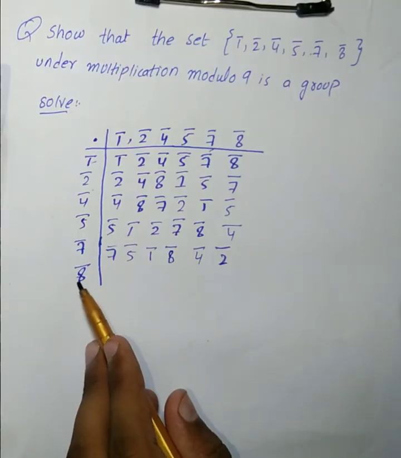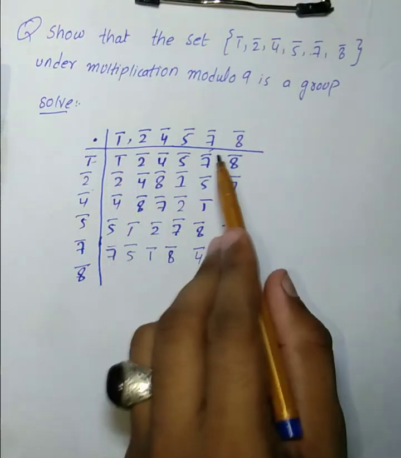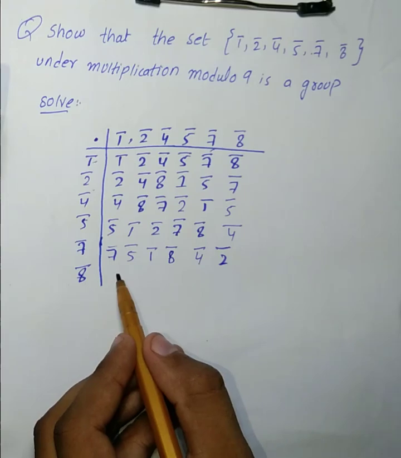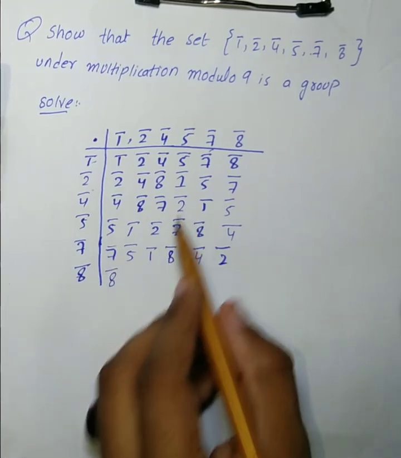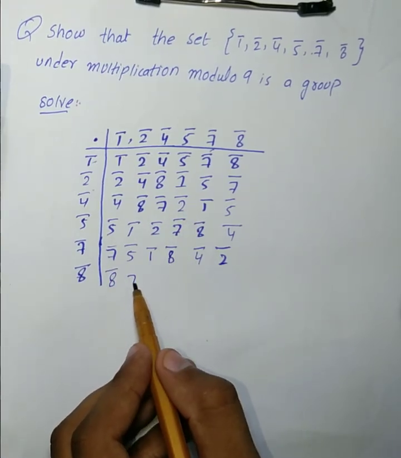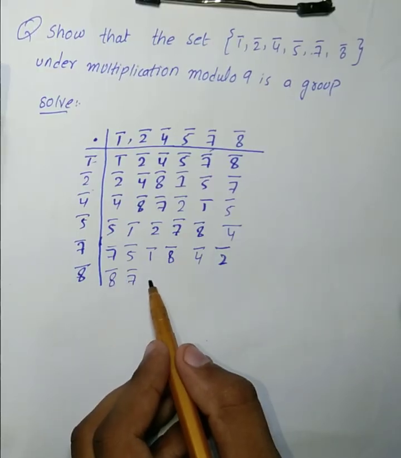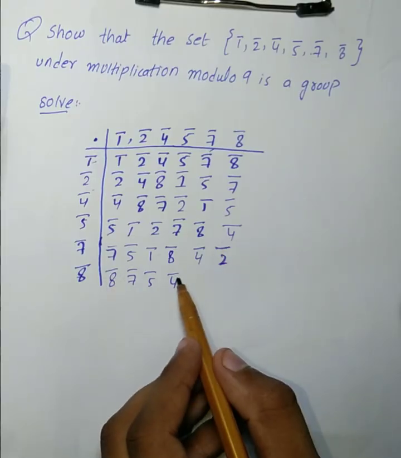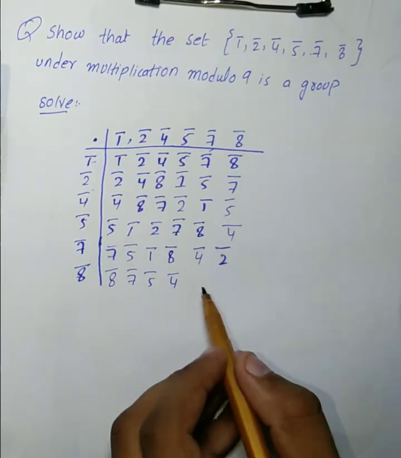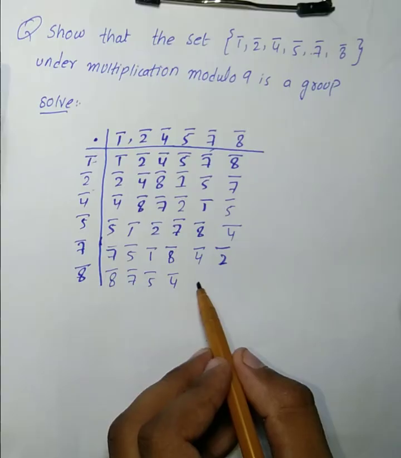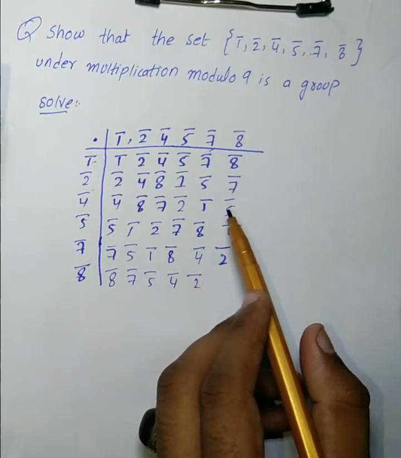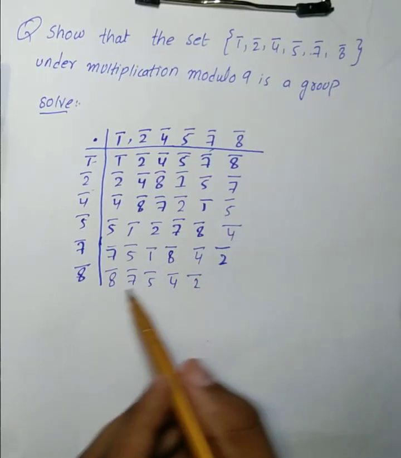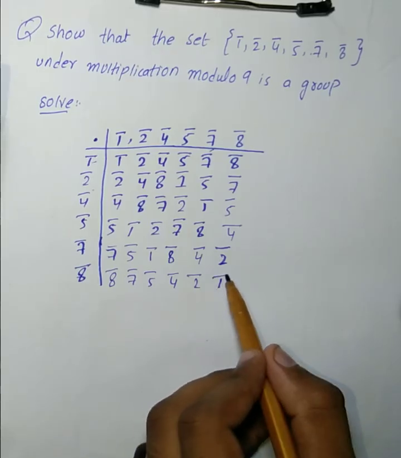So the last number is 8, and we multiply it by all the numbers. 8 ones are 8, 8 twos are 16, and the remainder is 7, and the same for the remainders 5, 4, and 8 multiplied by 7, and the remainder answer is 2, and 8 eights are 64, so the remainder of 64 divided by 9 is 1.